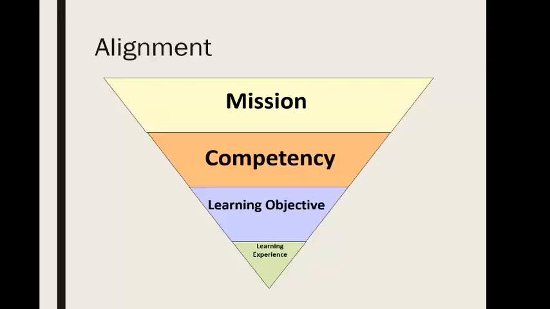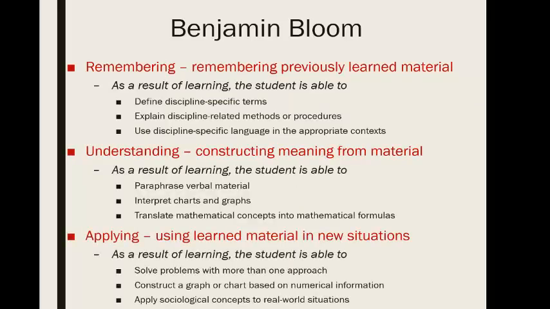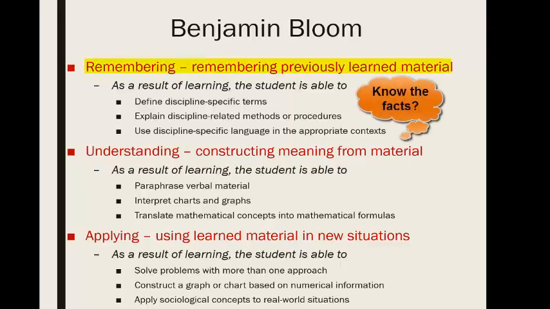Time to visit Mr. Bloom. So Bloom and his colleagues proposed in the mid-1950s that knowing could be composed of 6 successive levels arranged in a hierarchy, and these are the first 3. As you're considering the learning objectives, it helps to find a level here that best suits the level of learning in your course. For example, do students just need to know the facts and principles in the course? If so, they'd be at the remembering or understanding level.